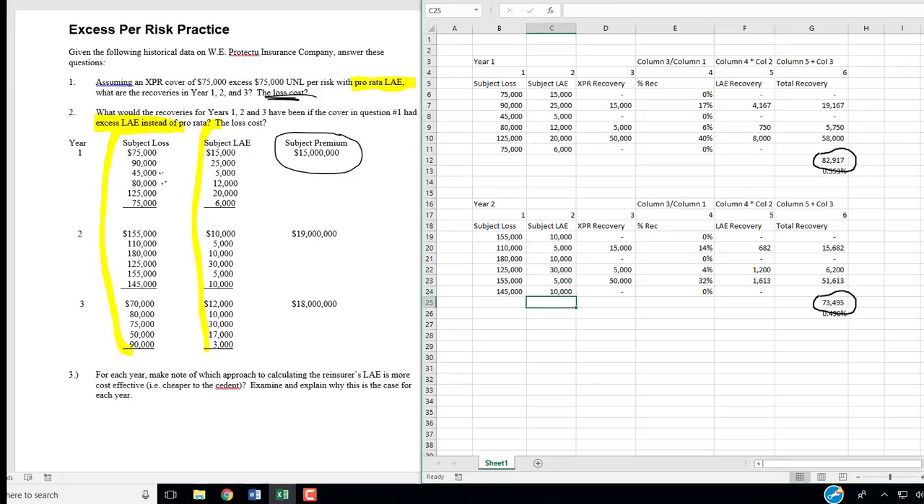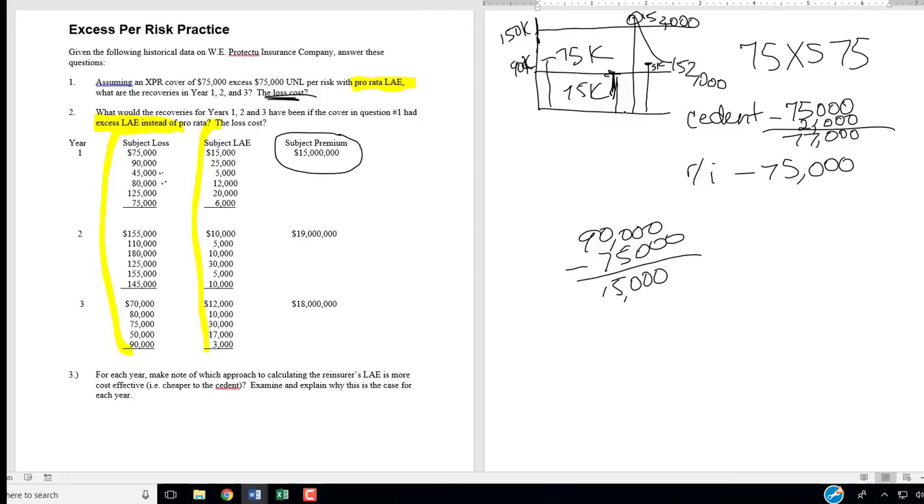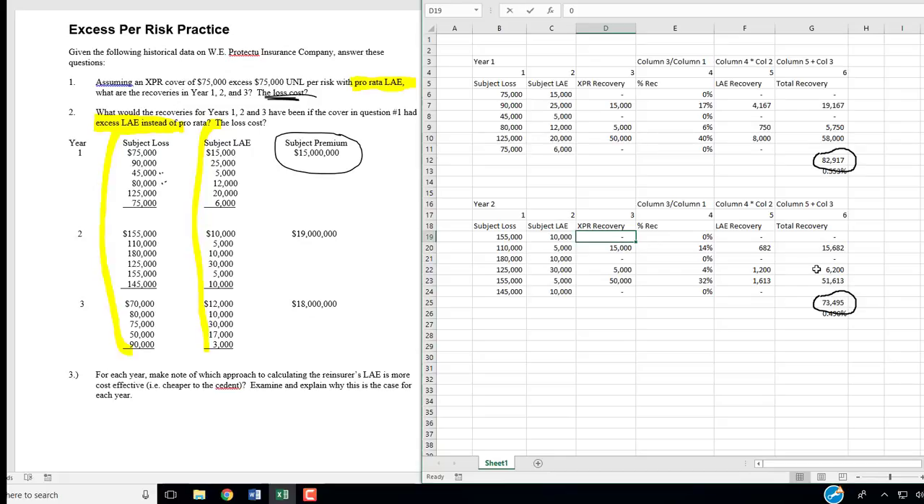Now we do have to figure out what our recovery is because we didn't do this as a formula since it might go over the 150. Well, in this case, the first subject loss of 155 does exceed our 150 attachment point by $5,000. So we know that our recovery maxes out at 75,000, and automatically that calculates the LAE recovery percentage of 48% for us, and the LAE recovery of 4,839, and the total recovery of 79,839. This loss cost won't be correct until we finish.